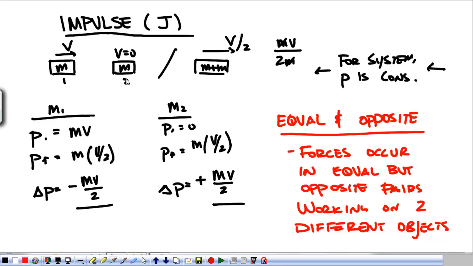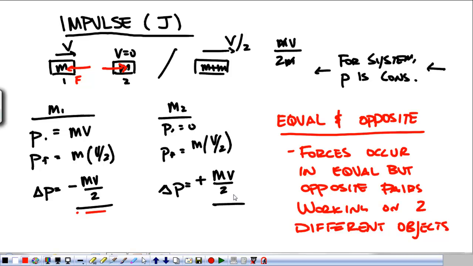So, in this collision, the first mass experienced a force this way, which changed its momentum by this much. The second mass experienced the same force in an equal and opposite direction. We will talk about some of the tricky things with forces when we get into that unit. It's just interesting to see that this change in momentum thing leads into Newton's third law.